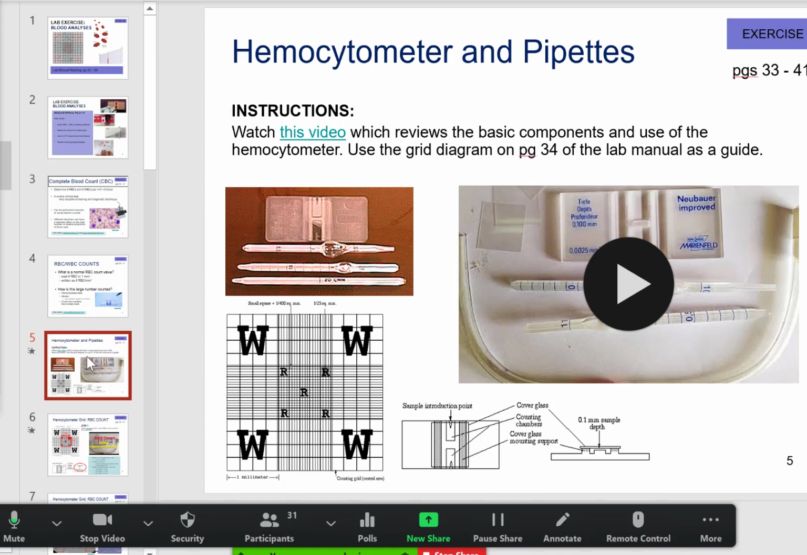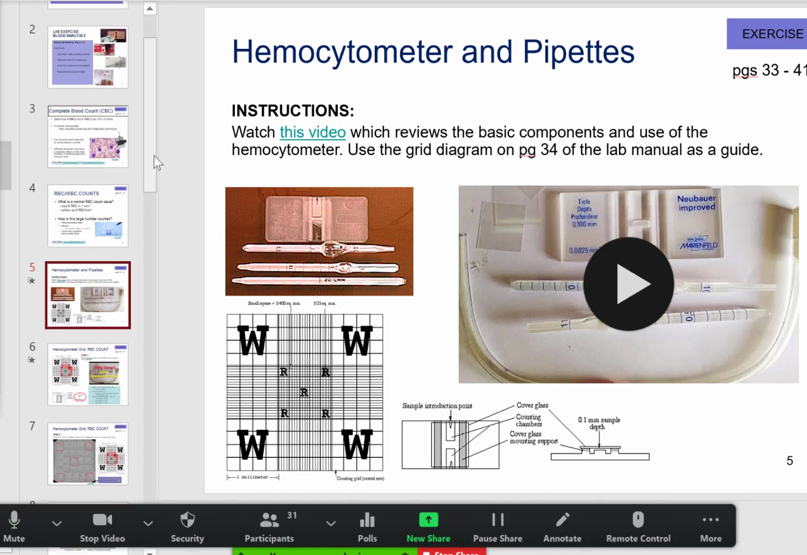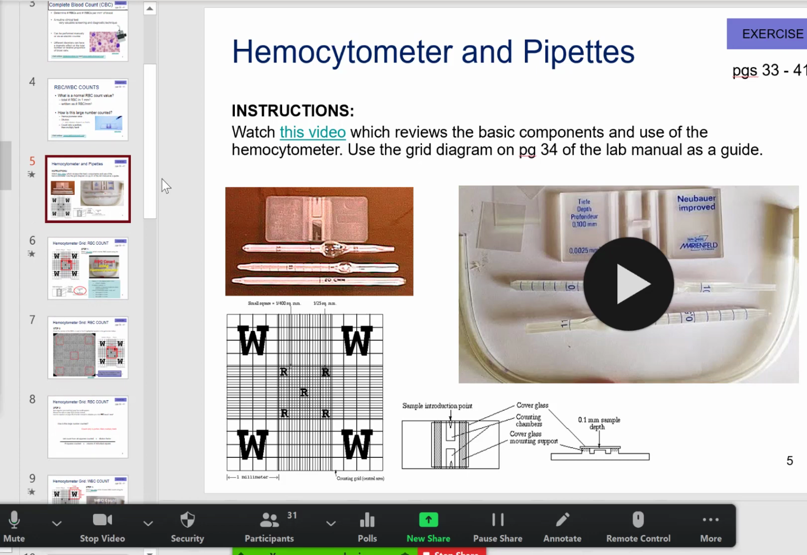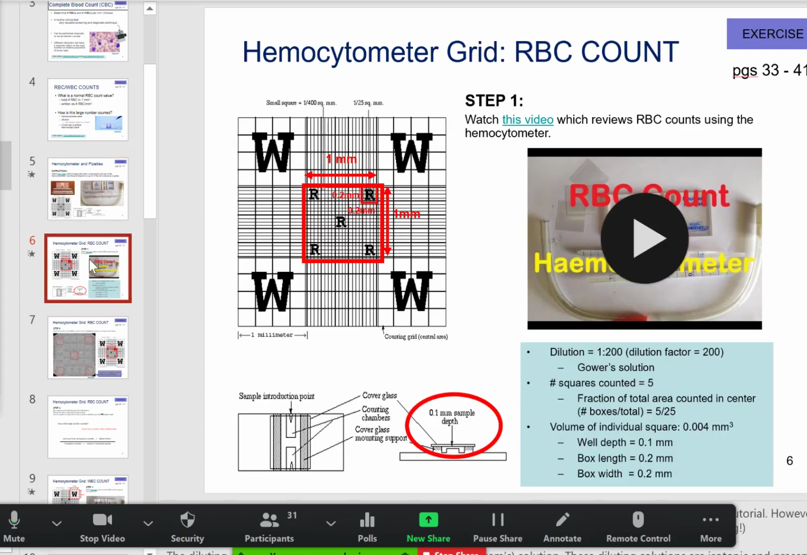And again, I'm using this Gowers solution that is isotonic for the red blood cells. Now on the metal plate there's a grid etched into the metal plate, and you're seeing a picture of this grid in the bottom left picture. Let's look at it in greater detail. It's the same picture that's also in your lab manual. So this picture in the top left is showing you this grid that is on these metal plates. And if you look at the very center square where I have it outlined in red, you are seeing that center square is a millimeter in length and a millimeter in width.